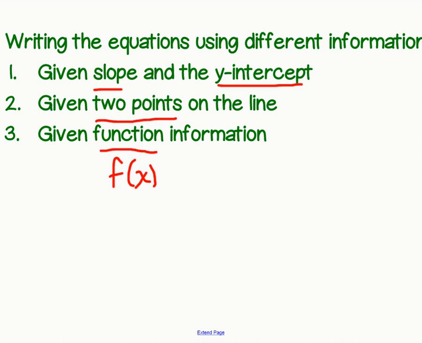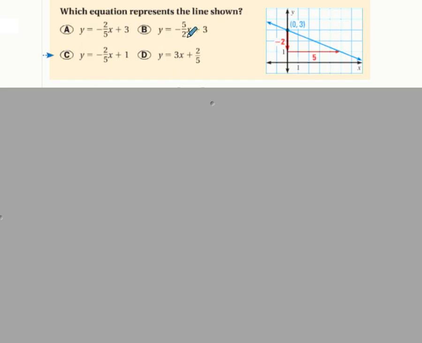All right, so the first example we're going to do has to do with given the slope and the y-intercept. So in this case, I am looking at a graph here, and it says which equation represents the line shown. So just like I did earlier in the video, I'm going to look for my y-intercept, and I can see that it's at 3. So I'm going to look at my options here, and the ones that have 3 in the y-intercept spot, in the b spot, are these two. So automatically I know that C and D are not options.